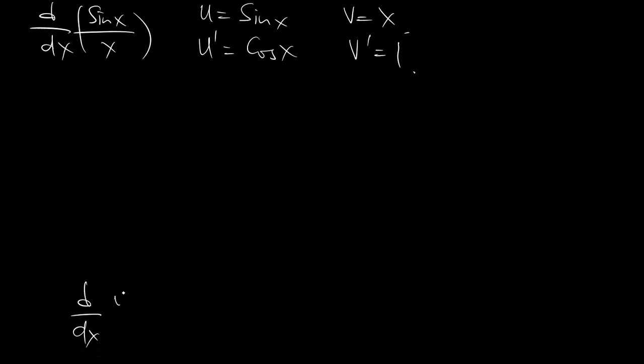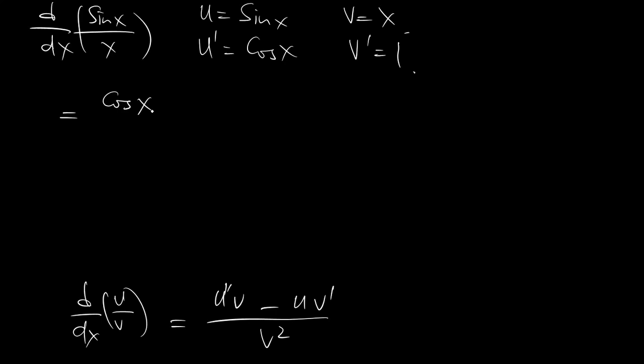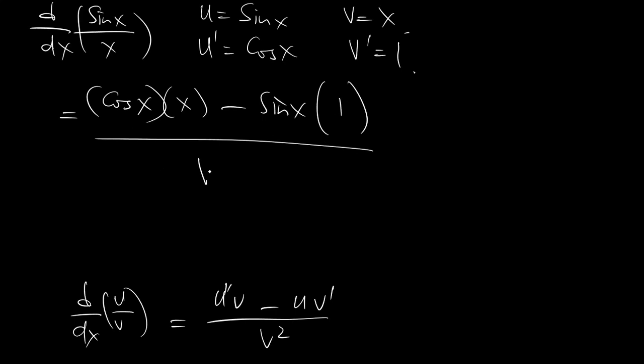The derivative of u over v is the same thing as saying u prime v minus u v prime all over v squared. So that means we have u prime, which is cos x, times v, which is this, minus u, which is sine x, times v prime, which is 1, all over v squared, which is x squared.